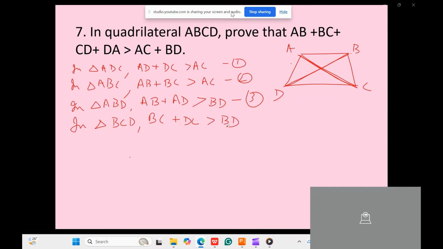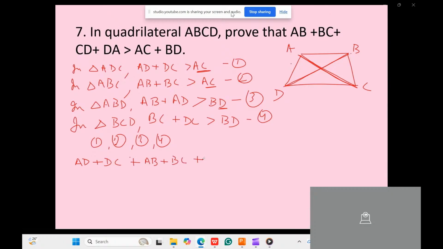So what we are doing, our focus now is on the diagonals. Okay, so right? It means that based on these, the triangle inequality property, we are having it here. Now what we'll do, right? We'll just add them up. So we add the respective sides here. So we will have AD plus DC from 1, AB plus BC from second, AB plus AD from third, and BC plus DC from fourth.